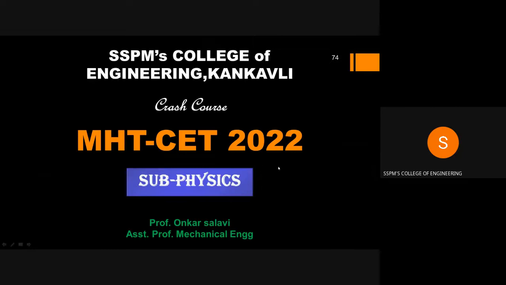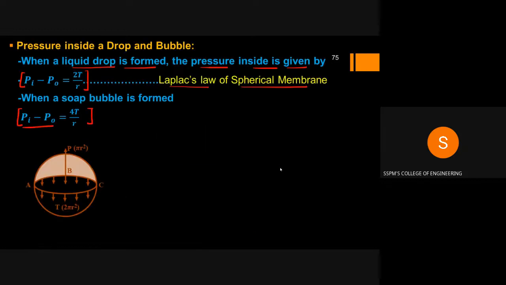So, yesterday we have seen some of the basic concepts from chapter 2, which is the mechanical properties of fluids. The last point that we were discussing was the pressure inside a drop and a bubble. This pressure we can give by using this relation, which is Pi minus P naught is equal to 2T upon R. This is for the liquid drop. P naught is the atmospheric pressure.